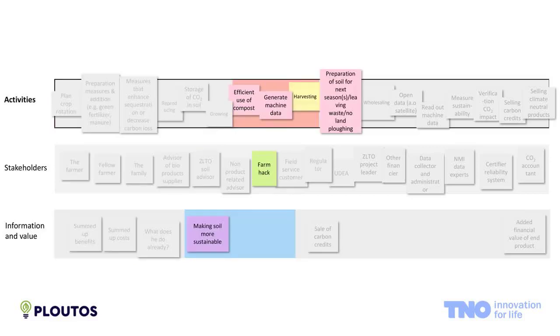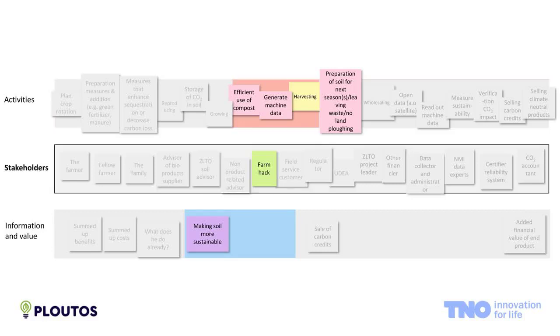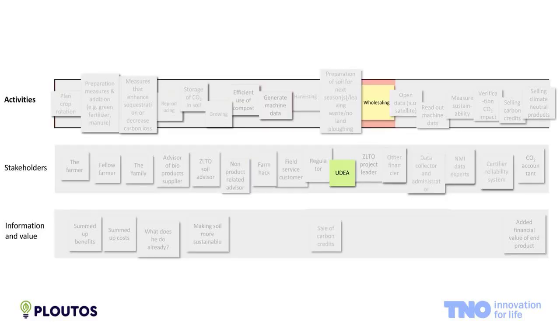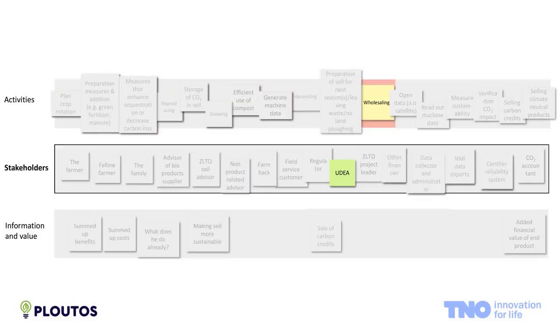Before harvesting, the farmer now has to use compost efficiently and machine data is generated. After the crops are harvested, the soil is prepared for the next season. FarmHack is involved in the generation of this machine data. This will ultimately help in making soil more sustainable. Next, the crops are sold. And they are bought by wholesaler UDEA.